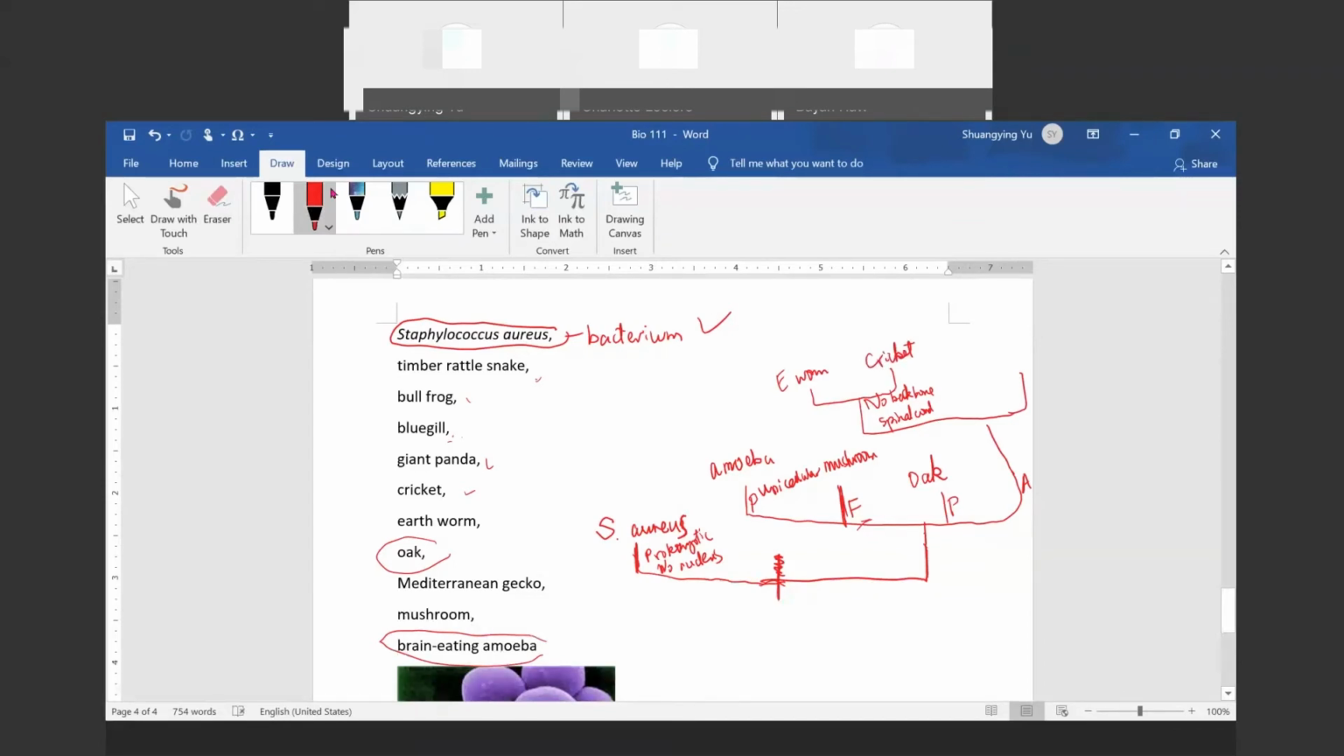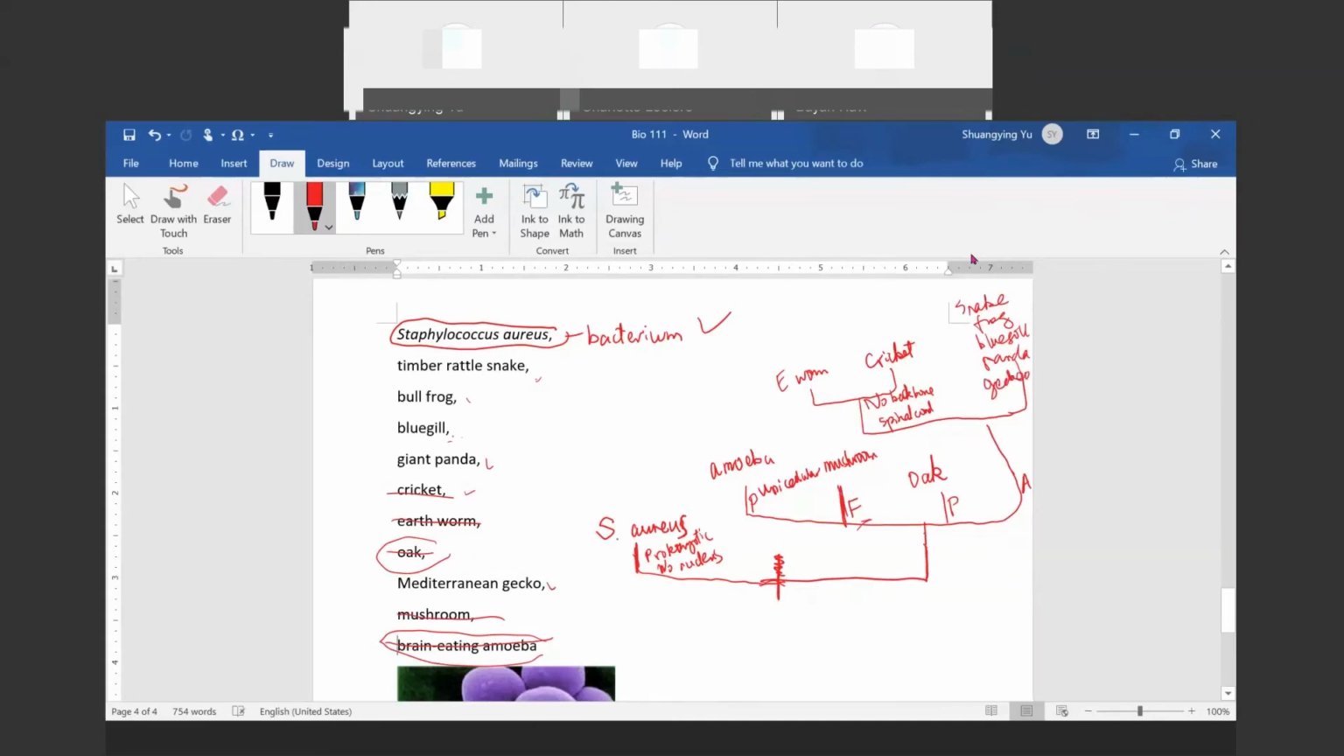I think that's it. Gecko, yeah. Mushroom we already crossed out. Cross out the ones we already used: earthworm, cricket. Now everything else is going to be in this group. They do have a backbone and a spinal cord. So you can put all the organisms here: snake, frog, bluegill fish, panda, and gecko.